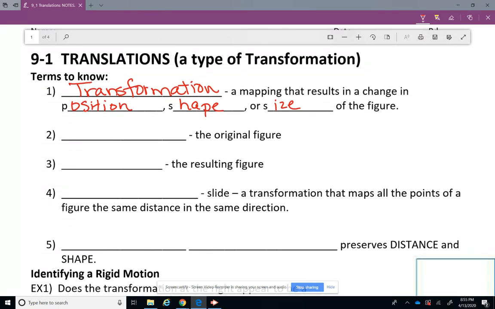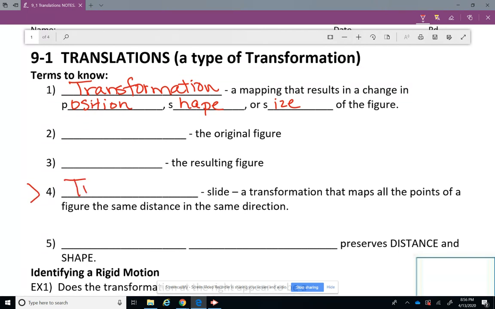All right, so when you play dominoes, you move the dominoes. You flip them, you slide them, you turn them. Each move is a type of transformation. Now, when you're playing dominoes, you can tell that the shape and the size doesn't change, but the position does. All right, so this is a certain type of transformation. If you go down to number 4, this is a translation. It's a slide. A transformation that maps all the points of a figure the same distance in the same direction.